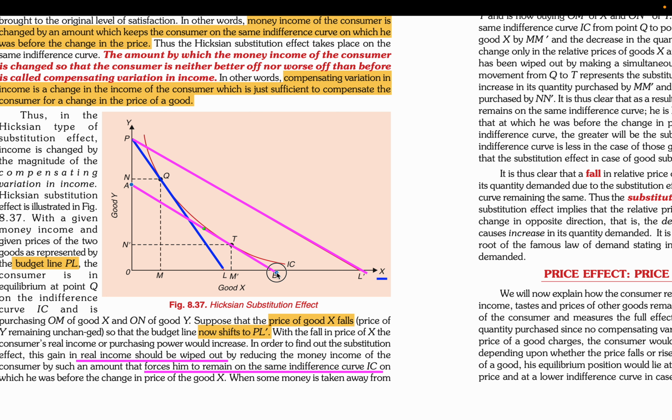So we want the slope of the budget line to still be the same as the new increase in income is causing, but because we want his satisfaction to remain the same, we are going to wipe out that income effect through this and then keep it on the same satisfaction level, so on the same very IC.